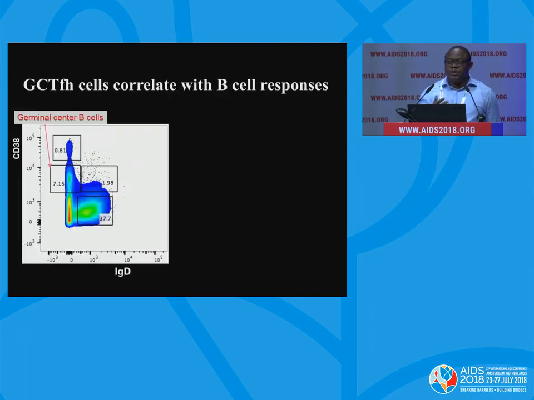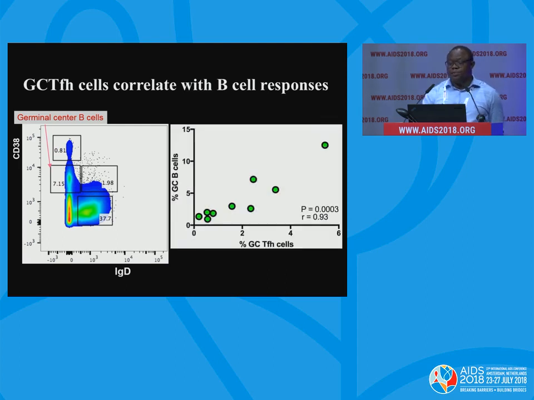So the major role of these germinal center T follicular helper cells is, of course, to help B cells. And we wanted to see if the B cell expansion actually does occur here. Again, we're looking at the germinal center B cells defined as CD38 positive, IgD negative, and we see a nice positive correlation between germinal center T follicular helper cells and germinal center B cells. This is just a correlation, but can these cells actually function, and do they function better than the T follicular helper cells from somebody who is untreated?